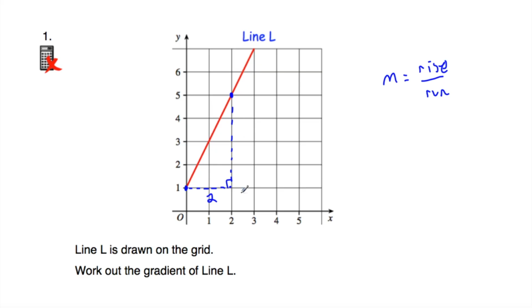In terms of the rise, we're going from a height of 1 up to a height of 5, so the rise is 4. Now m, the gradient, is equal to the rise, which is 4, divided by the run, which is 2. And 4 divided by 2 is equal to 2, so the gradient of that line is 2. And that's it. One approach is to do it by inspection: go 1 unit across and see how many up you go or down you go, and that would be the gradient.